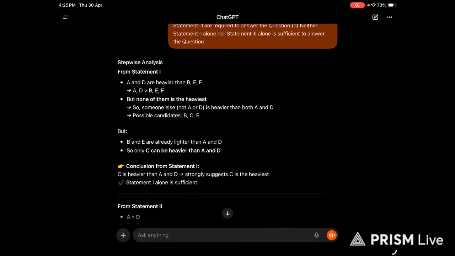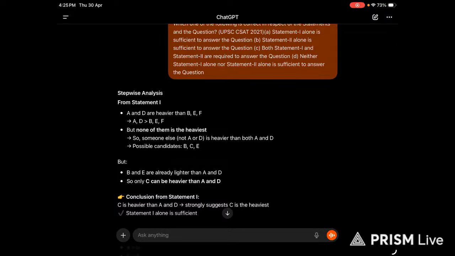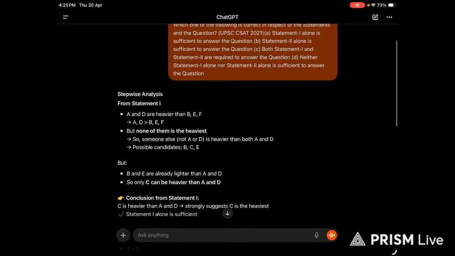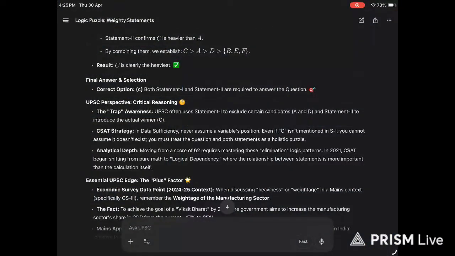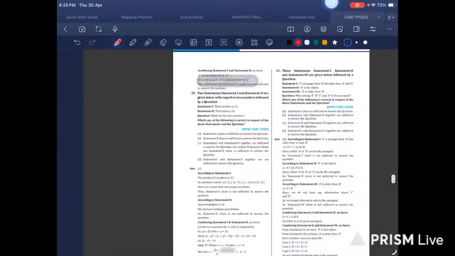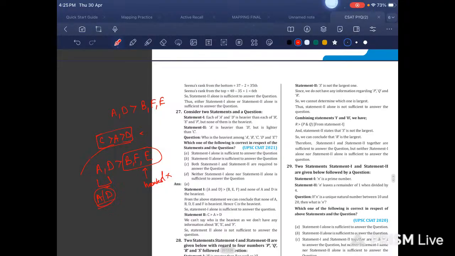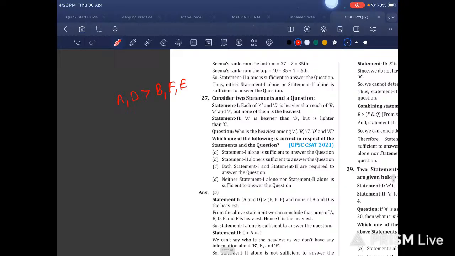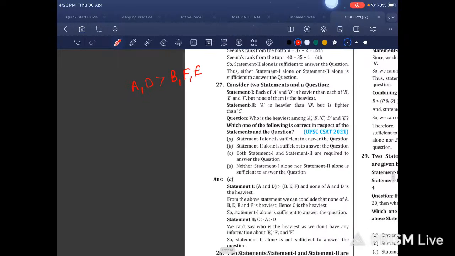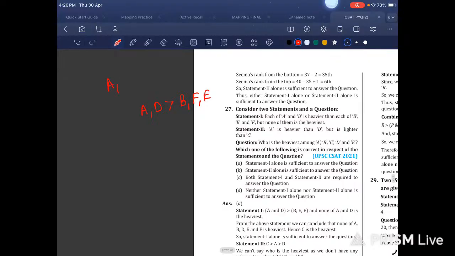So someone else, A or D is heavier than, okay, but A, D, B, E, F. I got it. It is like this. Where is that question? B, C, D. It is here. Here A, B, C, D, E, F.